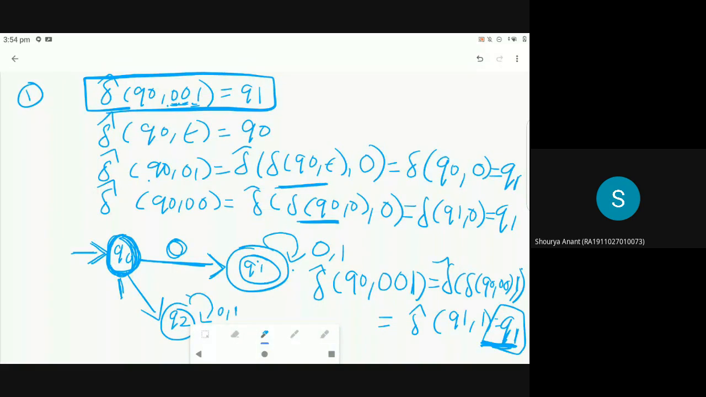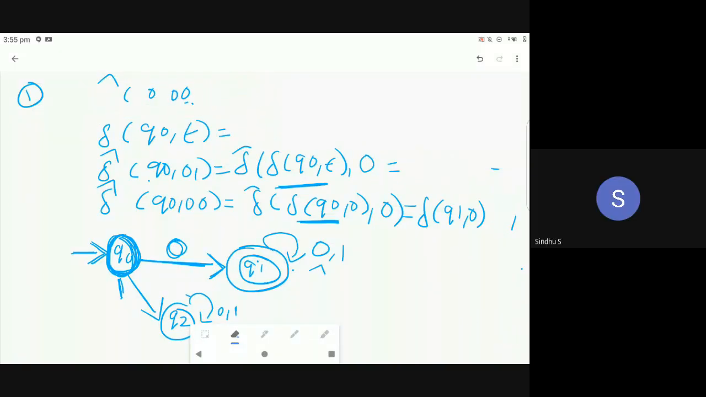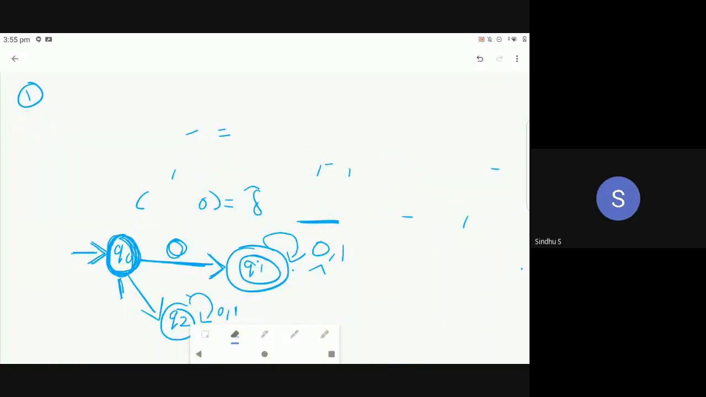Yes or no? Yes, ma'am. 001 will be accepted or not accepted? Accepted. So do you understand the transition function? Yes, ma'am. Fine. And someone is asking for the rejection as well.